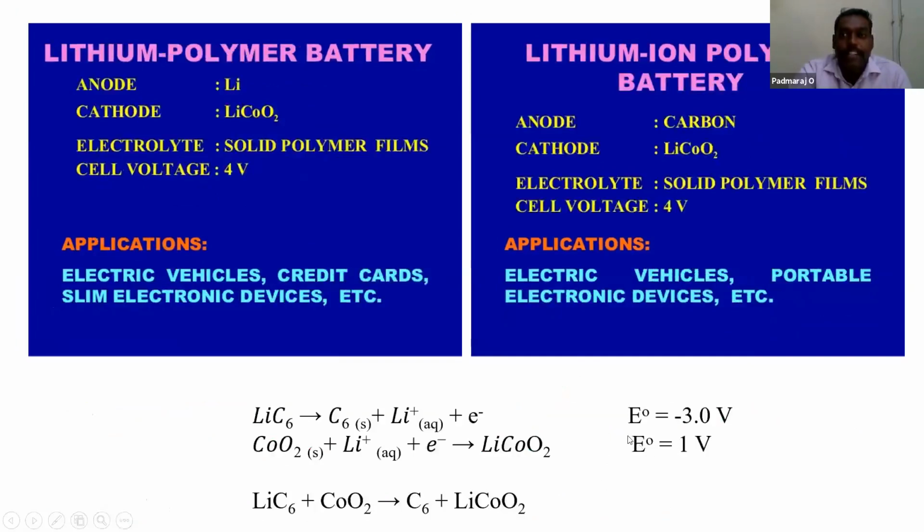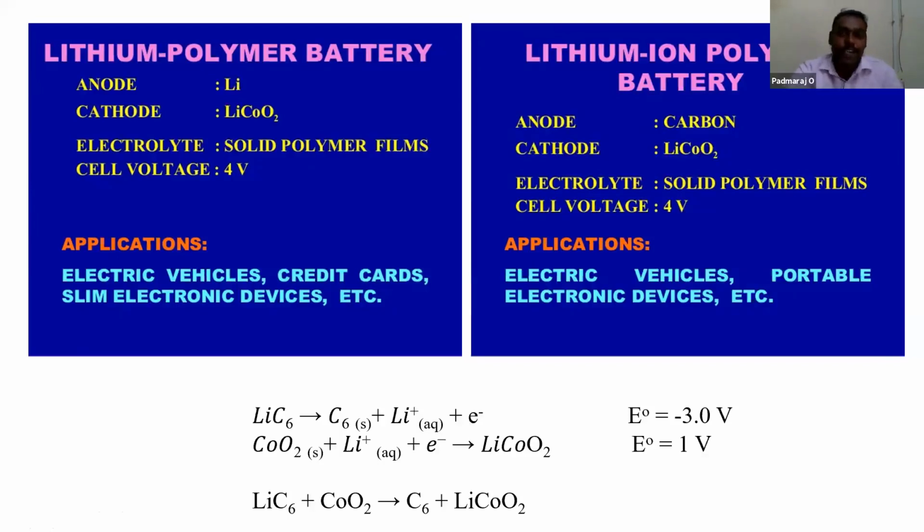So what is the lithium polymer battery and lithium ion polymer battery? Similarly, in the lithium polymer battery, the anode is lithium, the cathode is lithium cobalt oxide, and the electrolyte is a polymer electrolyte film, a solid polymer. Even polymer electrolyte can be classified into 3 types: solid, gel, and hybrid. In coming slides I will tell you the basic difference between solid, gel, and hybrid. The electrolyte is a solid polymer film. What is the cell voltage? 4 volt, similar. Understood? So what is a lithium ion polymer battery? Anode is carbon, cathode is lithium cobalt oxide, then electrolyte is a solid polymer electrolyte. That is the basic difference.